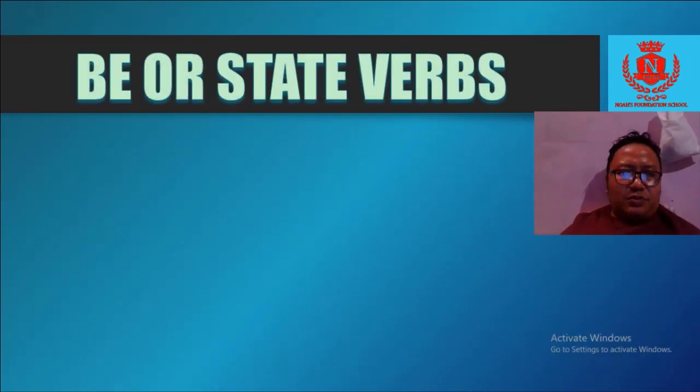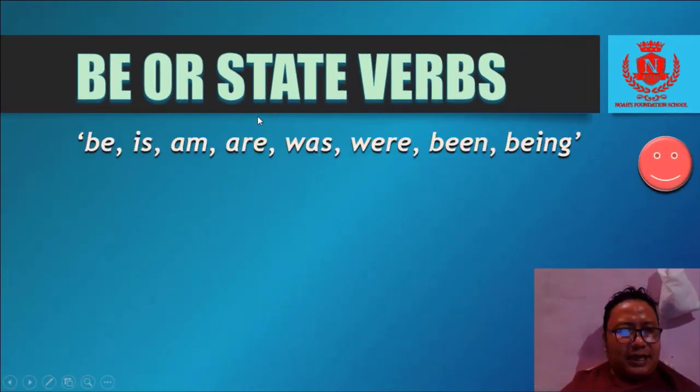Like I said, we will be learning subject-verb agreement with state verbs or be verbs. So what are the be verbs? We have 8 be verbs or state verbs. Let's say be, is, am, are, was, were, been, being. These are the 8 be verbs.